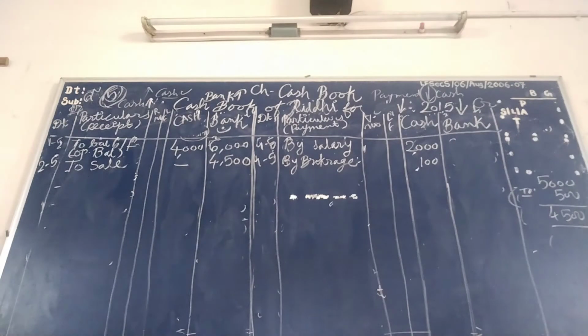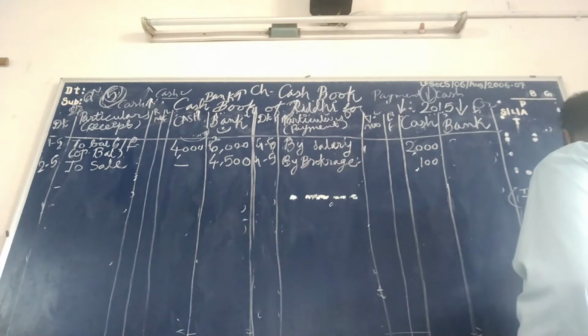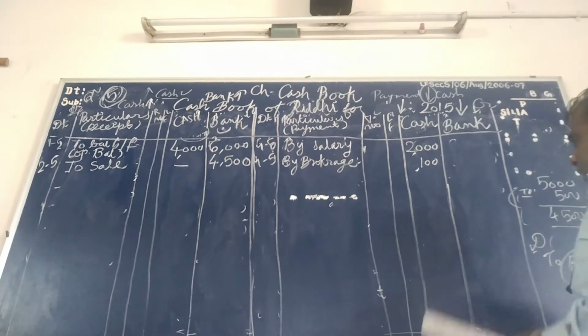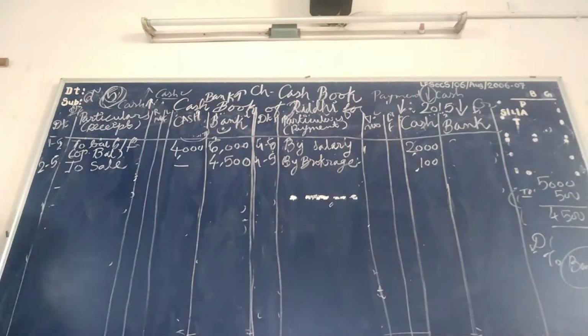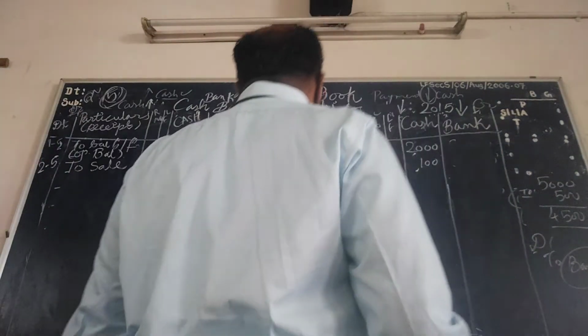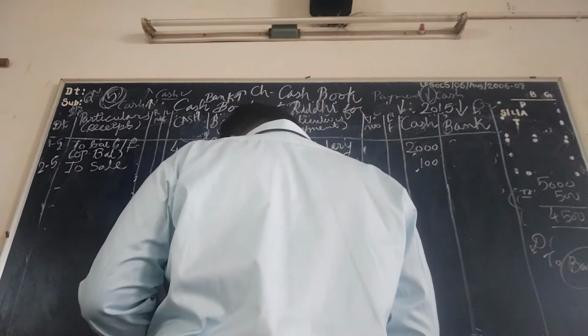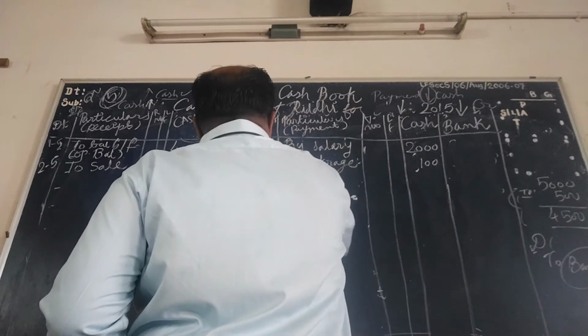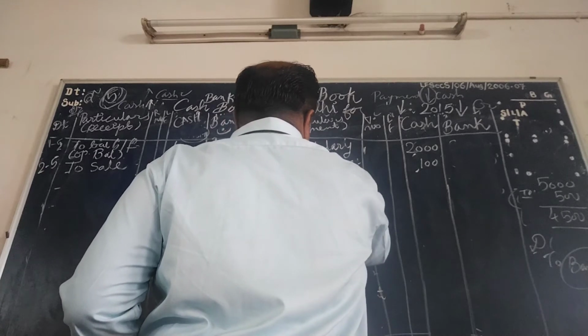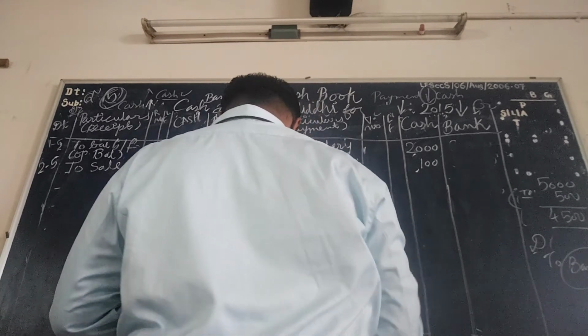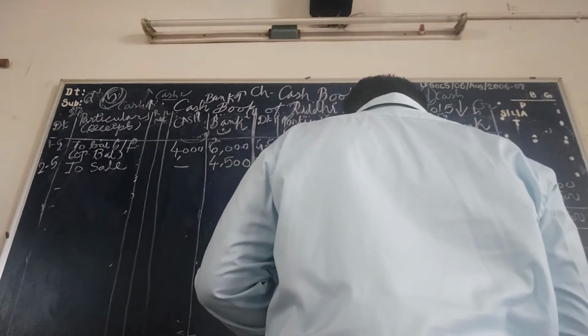Personal use, and from the bank. So the journal entry will be passed as Drawings to Bank. The bank balance is decreased, so we will credit here in the bank column. So we write here 6th of May, by drawing, 3,000.